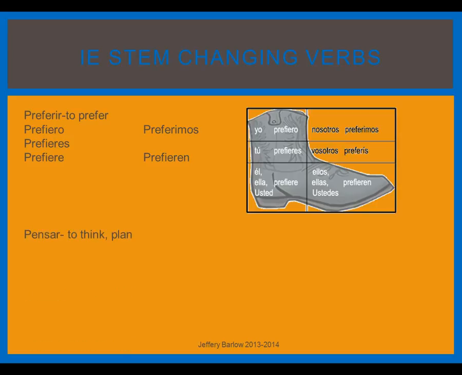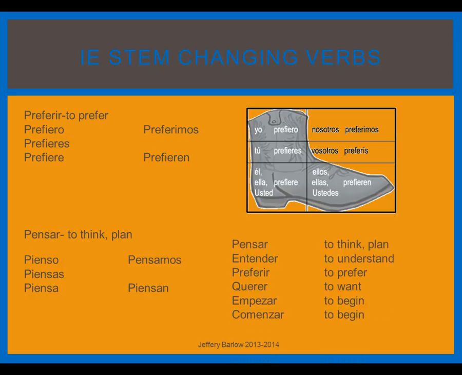Now you try pensar. Pensar, which means to think or to plan, is conjugated pienso, piensas, piensa, pensamos out of the boot, and piensan back in the boot. Some other E to IE stem changers that you might come across in class are pensar, entender, preferir, querer, empezar, and comenzar.